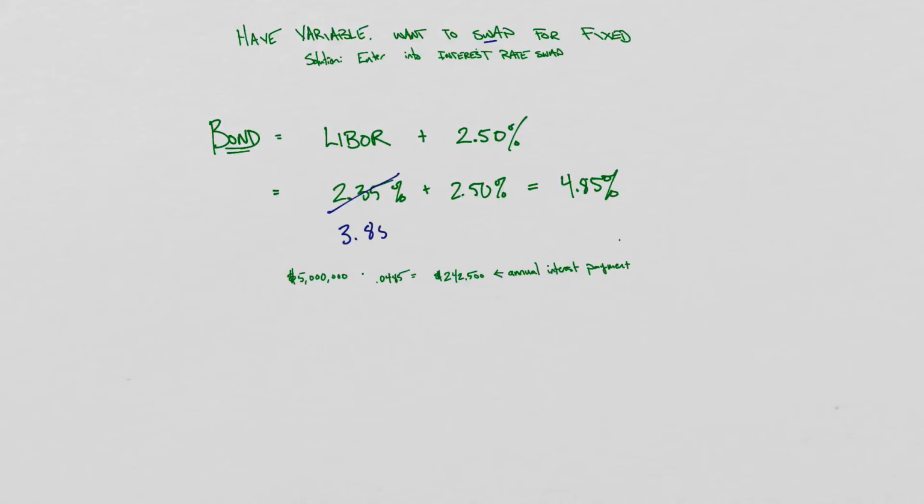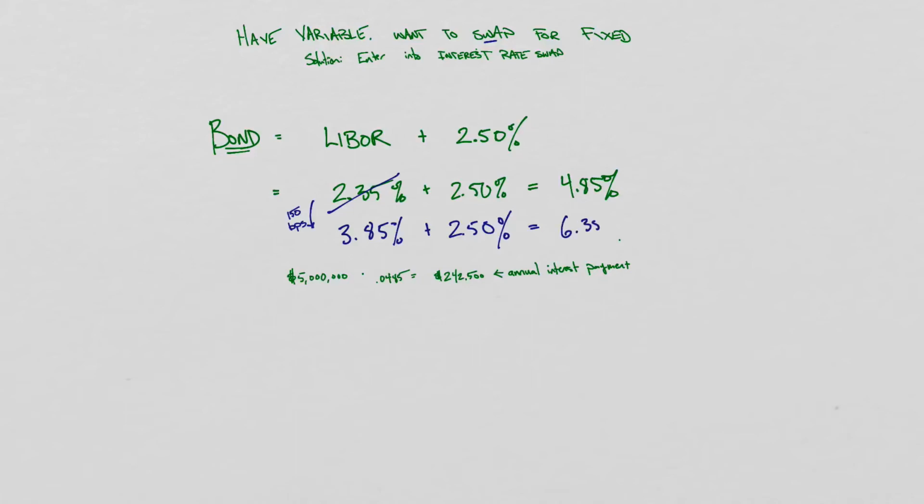And so our $5 million notional principal, the amount of bonds that we have outstanding, multiplied by this new interest rate of 6.35% per year, means that our annual interest cost in dollar terms is $317,500.